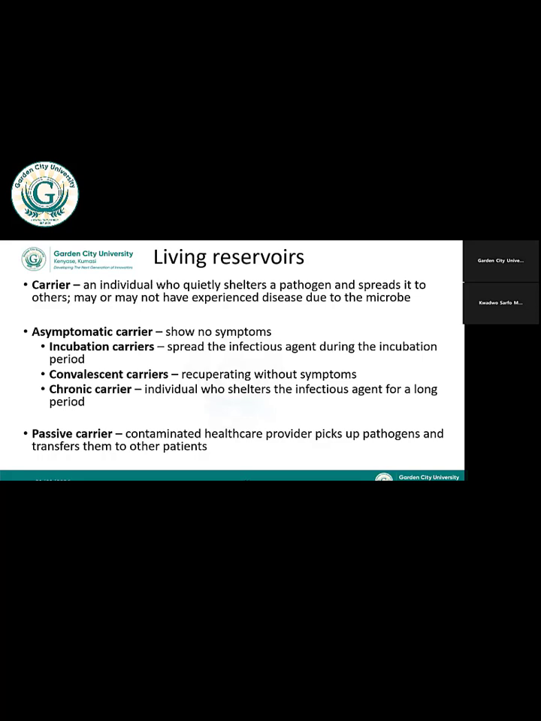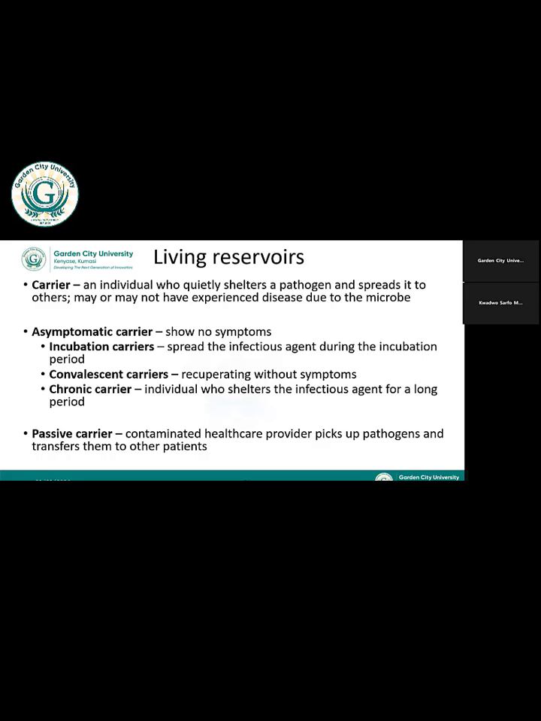So we can have carriers that have the infectious agent in them. We can also have carriers who do not have the infectious agents in them, but because of the sources they carry. So in the case of the hospital or in some clinics, you could have one particular cap.